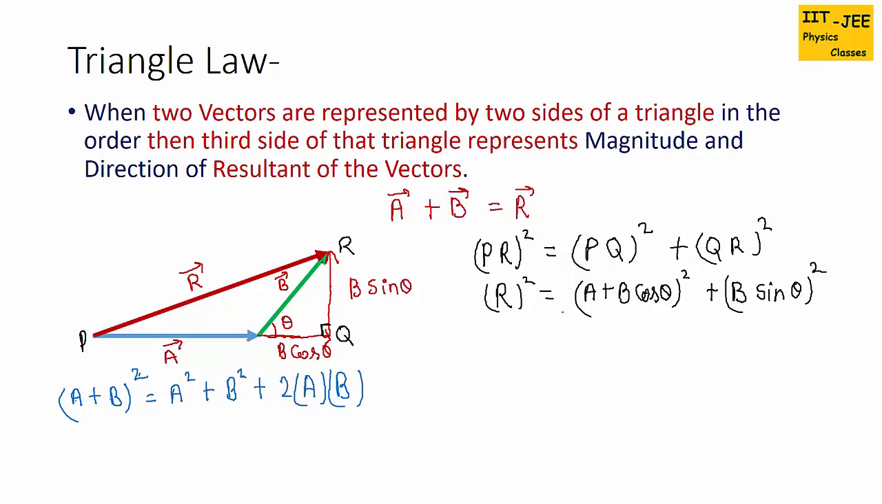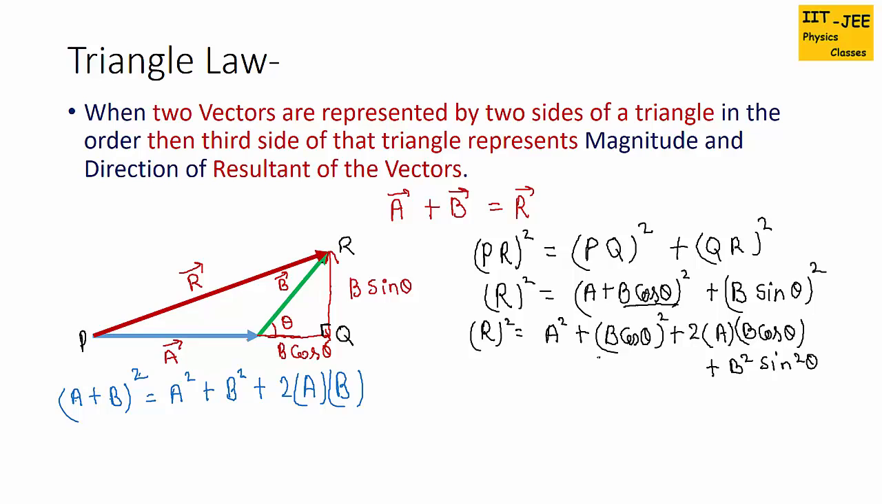Same way we will open up (a plus b cos theta) whole squared. So first term squared, which is a squared, plus second term (b cos theta) whole squared, plus twice times first term times second term, like this. We opened up this one, and now the second one is b squared sin squared theta. Now we will combine these two terms, b squared cos squared theta plus b squared sin squared theta.